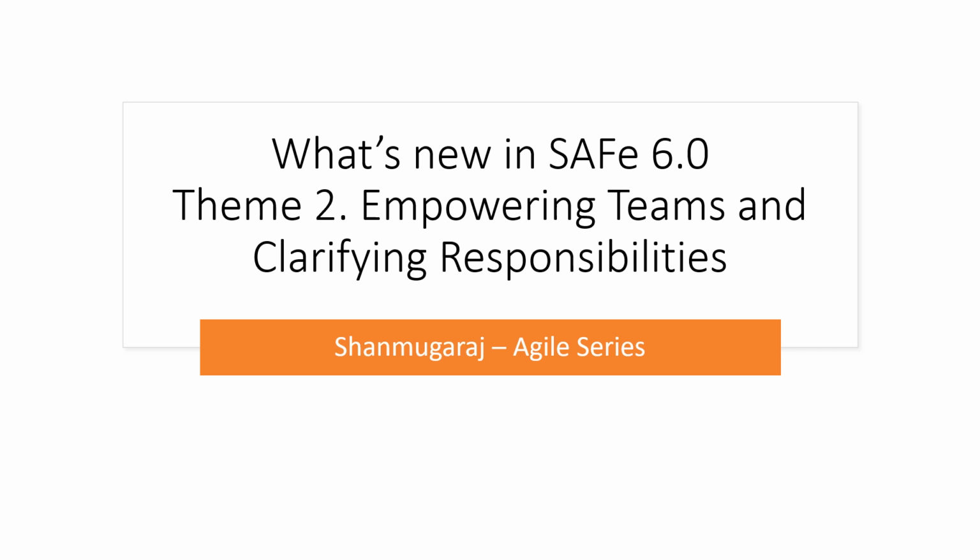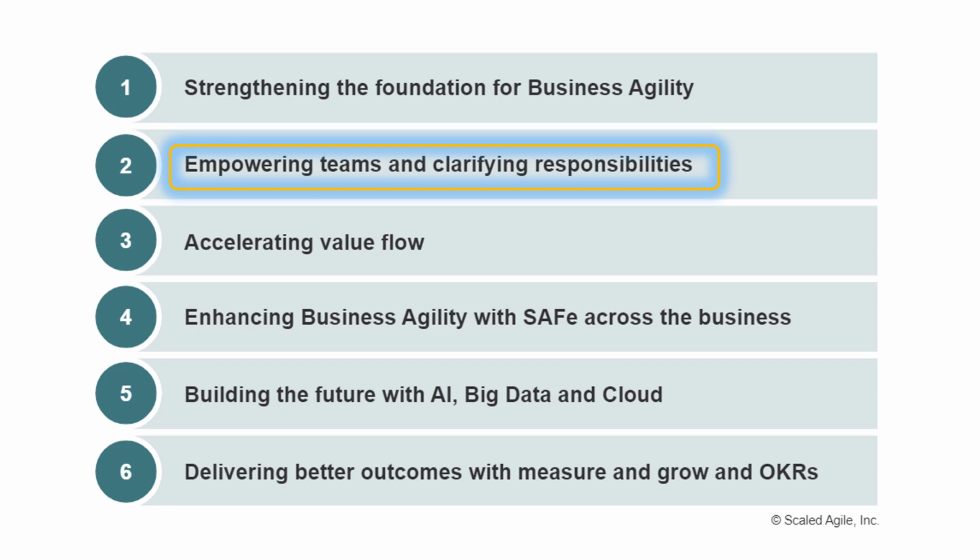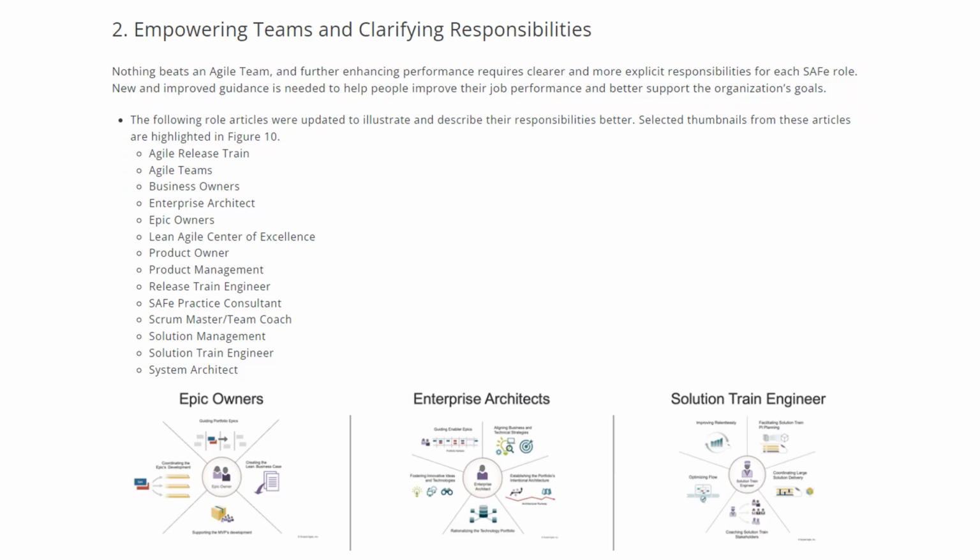Today's topic is empowering teams and clarifying responsibilities, as part of what is new in SAFe 6.0. These are the six new themes being introduced as part of SAFe 6.0. In my previous video, we talked about the first theme, strengthening the foundation of business agility. In this video, we're going to talk about the second theme, empowering teams and clarifying responsibilities, and understand what new things were introduced. So let's get into today's video.